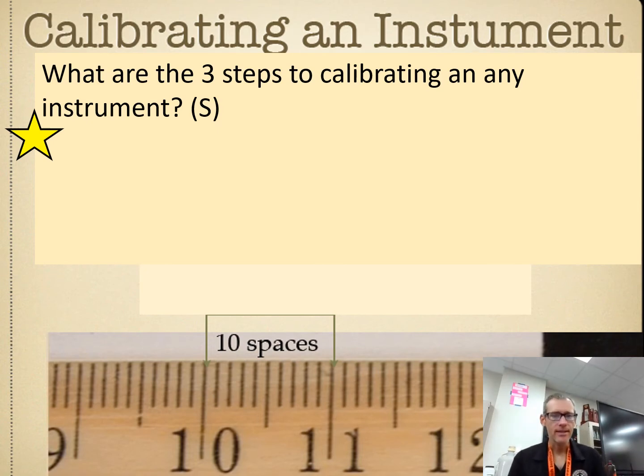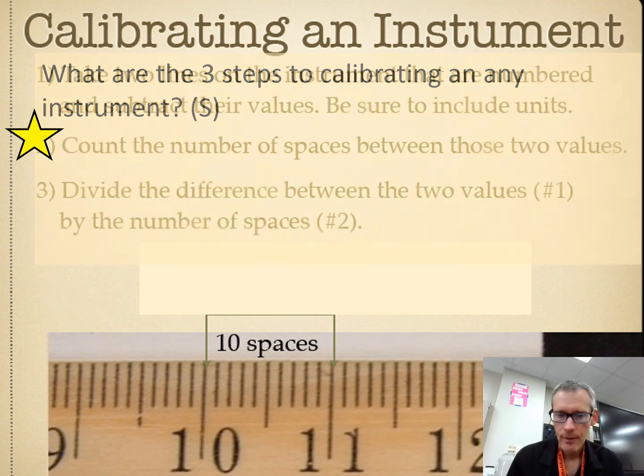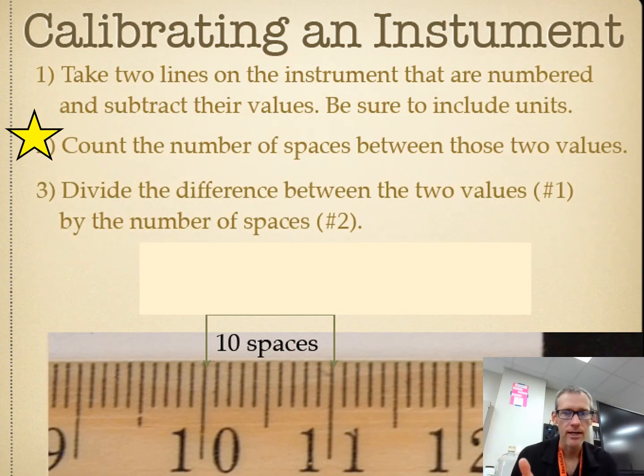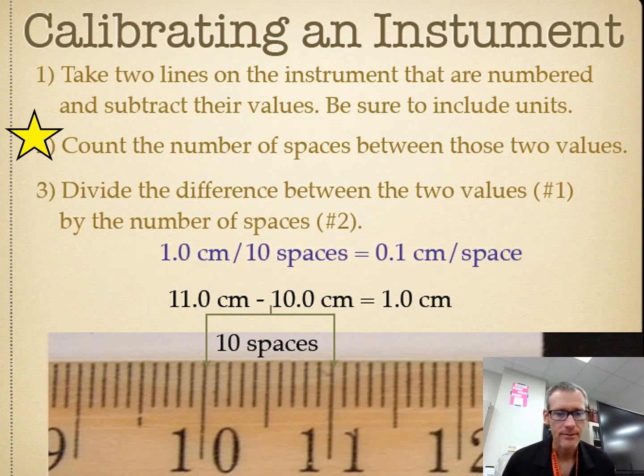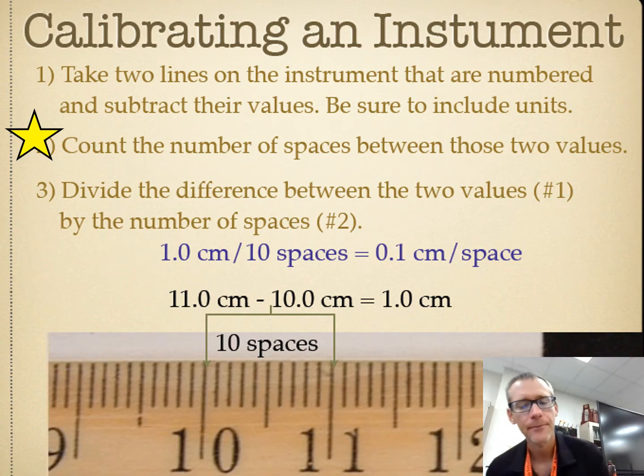All right, so what are the 3 steps of calibrating? Again, you want to take 2 lines on the instrument that are numbered. So in this example, we take 11 and 10 and subtract the 2. Then count the number of spaces between the 2 values. In this case, there's 10. And then you divide the difference between the 2. So we have 1 centimeter, 10 and 11, per 10 spaces is 0.1 centimeter per space, or 1 millimeter per space.